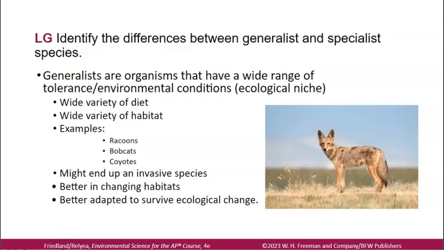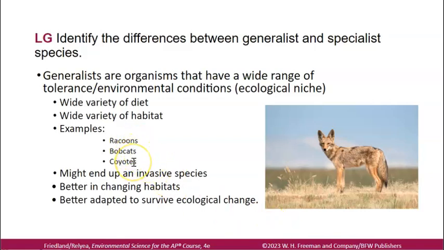Okay, so generalists are organisms that have a wide range of tolerance for environmental conditions. We've been talking about that with the last several slides. So here's some more detail about that. Lots of different foods, that's the diet. Lots of different habitats, like this coyote. This looks like a western coyote to me, not an eastern. And a western coyote can live in the chaparral. It can live in the forest. It can live in suburban neighborhoods, usually suburban neighborhoods with some wild areas nearby. It can eat all kinds of foods. It can be a scavenger. It can eat dead foods, live foods.